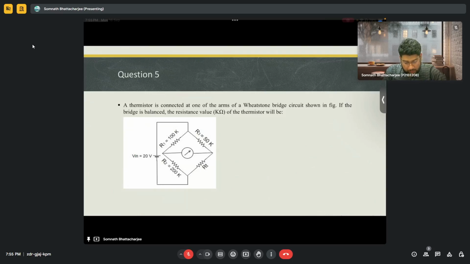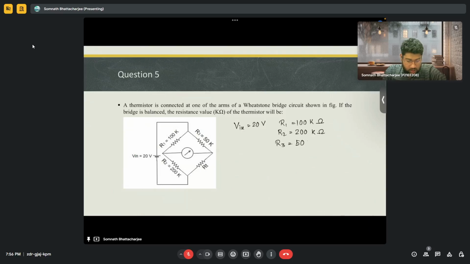So based on the Wheatstone bridge structure here, if the bridge is balanced, what is the resistance value of the thermistor? These are the values we know: Vin is 20 volts, R1 is 100 kilo ohms, R2 is 200 kilo ohms, R3 is 50 kilo ohms, and R4 is RT, that is the temperature-dependent resistance of the thermistor. So we need to know this value.